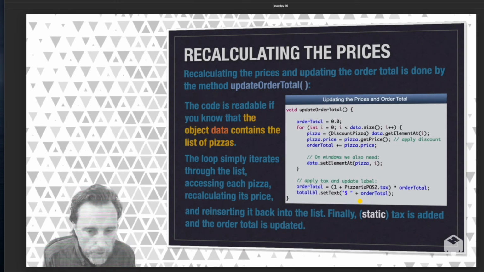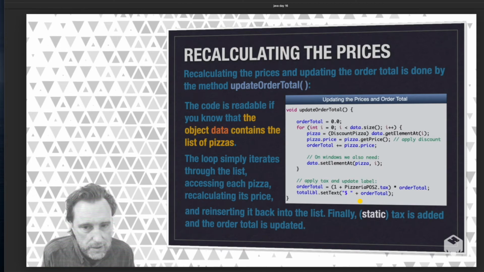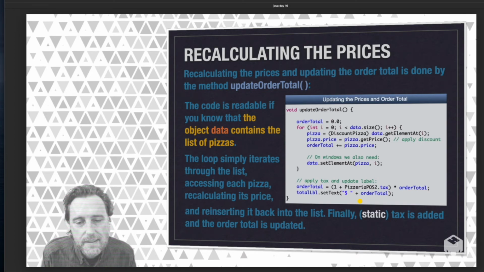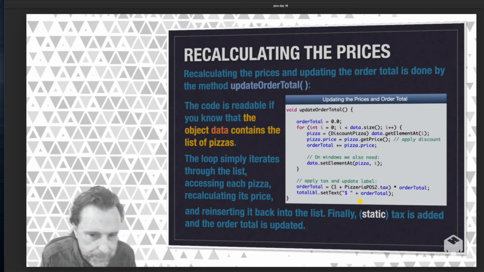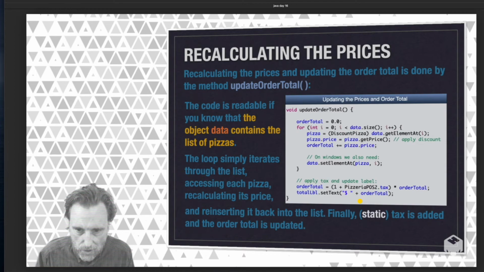This is update order total. Just showing you again, we're looping through what's in the JList, tallying up the prices, updating the order total, adding tax, updating the order total, and moving on.